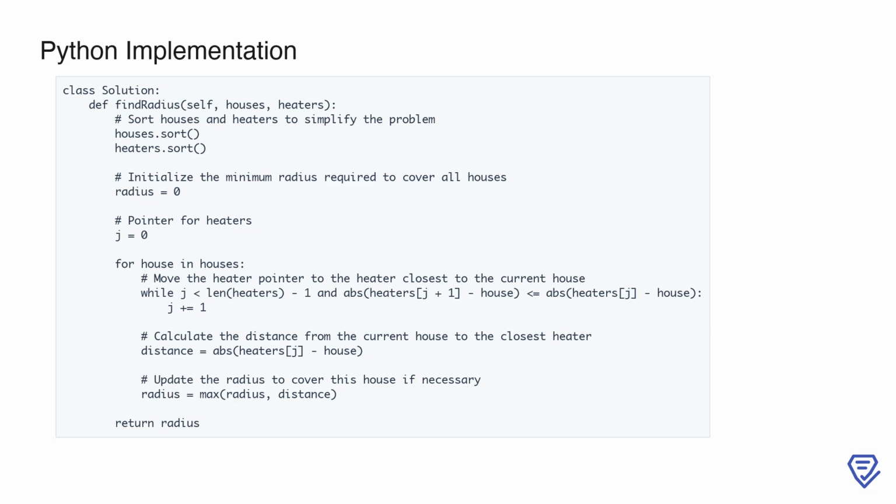This approach is efficient with a time complexity of O(n log n + m log m), where n and m are the lengths of the houses and heaters lists, respectively, due to the initial sorting step. The subsequent iteration through houses and heaters is linear, making this solution well suited for large inputs.